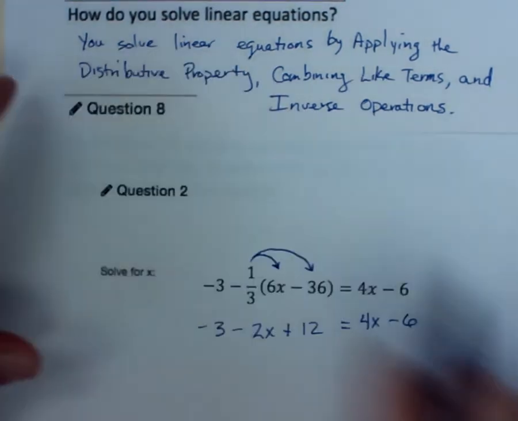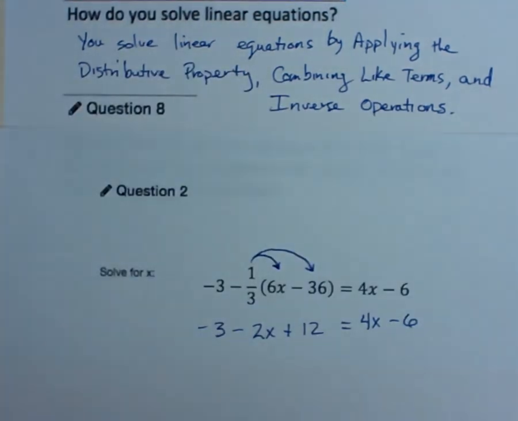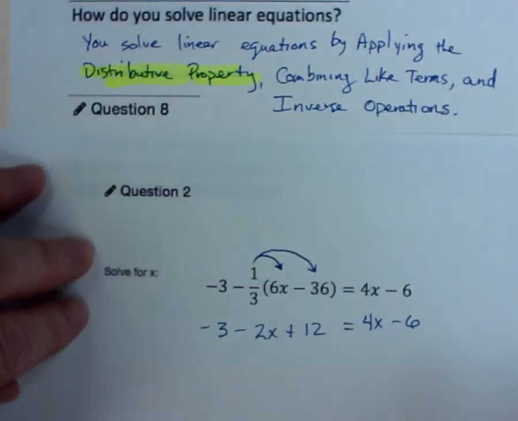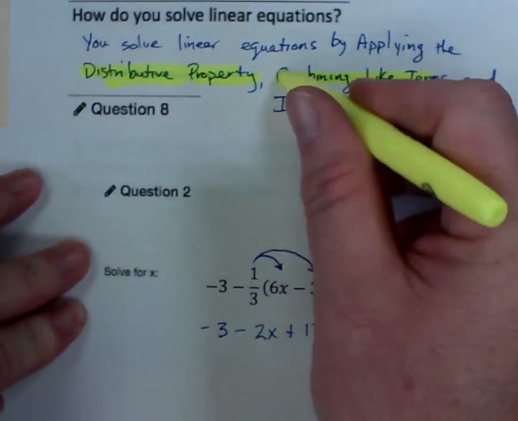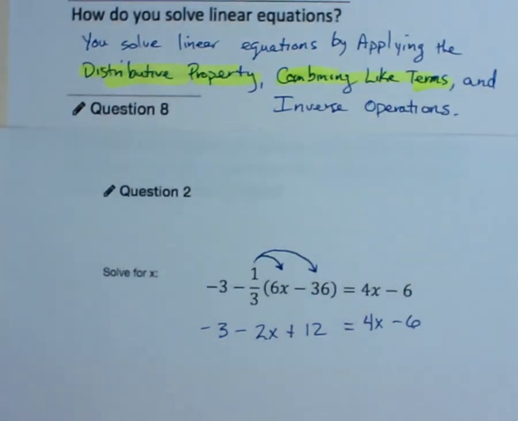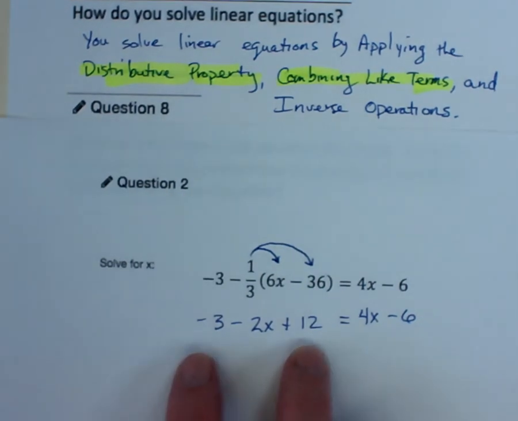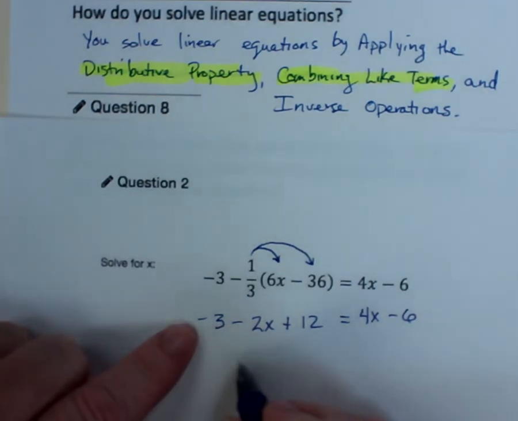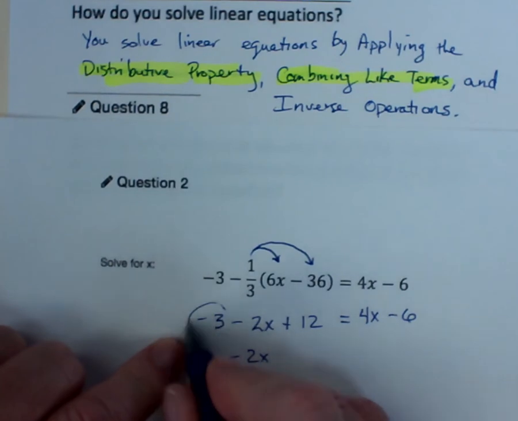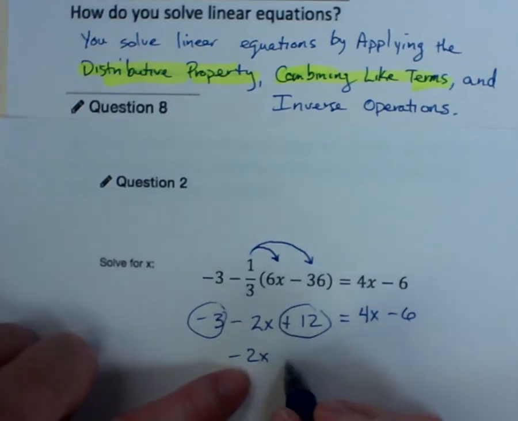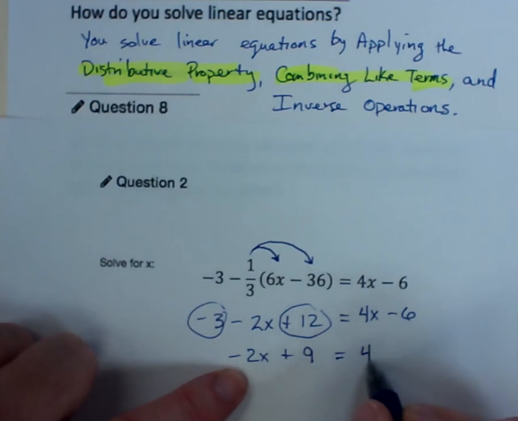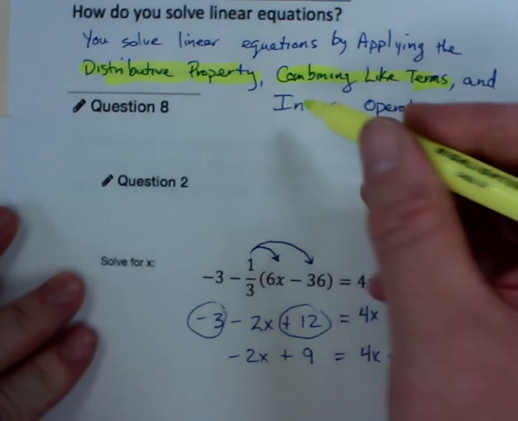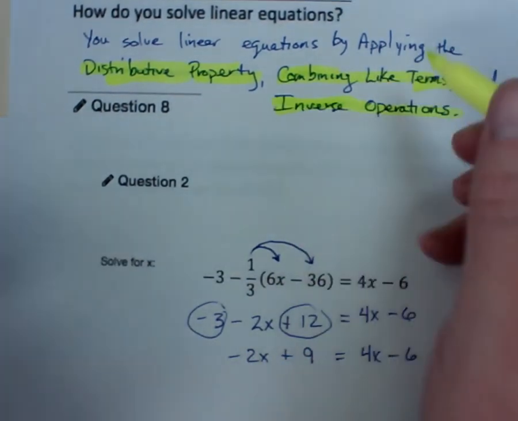So we did the distributive property. We're going to look to see if we can combine any like terms on this next step, which we can. We have two constants on the left-hand side. We're going to just combine them. And we always write in descending order, so the negative 2x will be written first. And now we can combine the negative 3 plus 12, which is plus 9. There are no more like terms to combine, so finally we go to inverse operations.